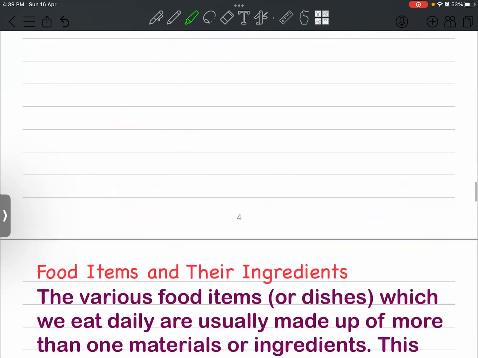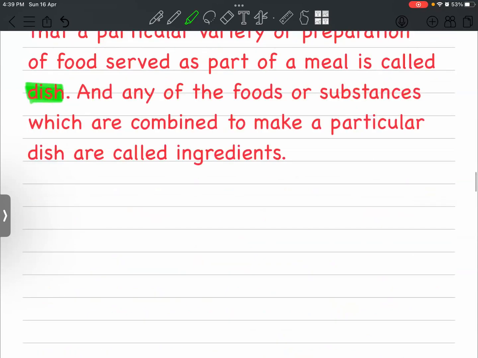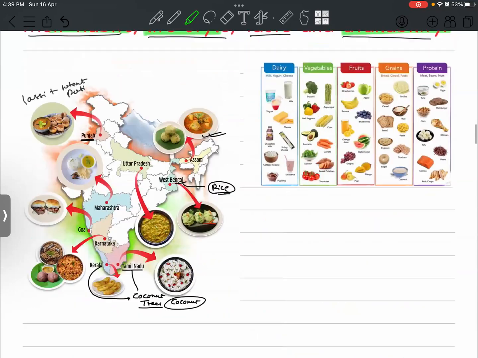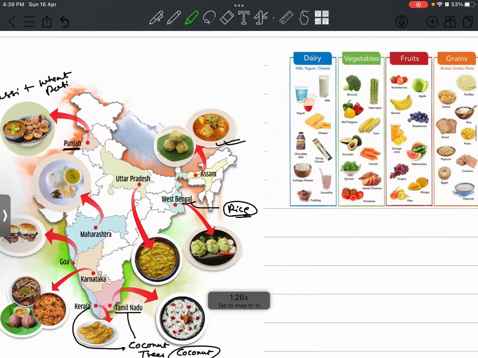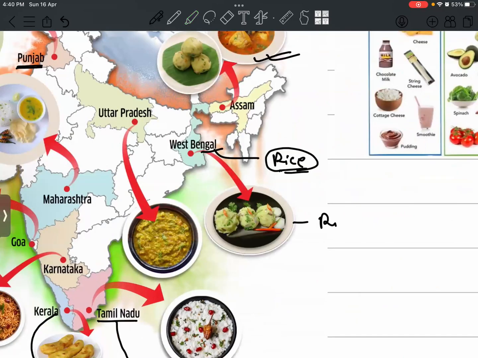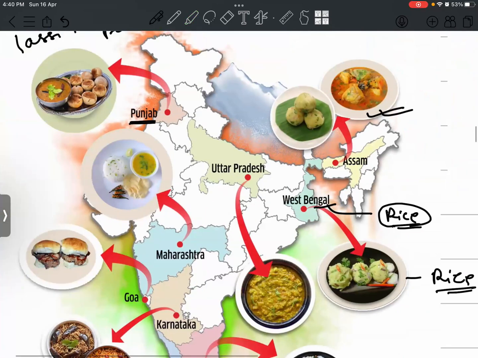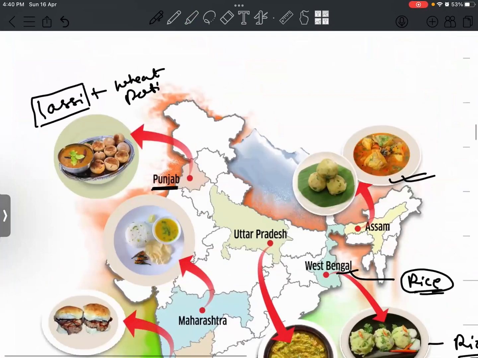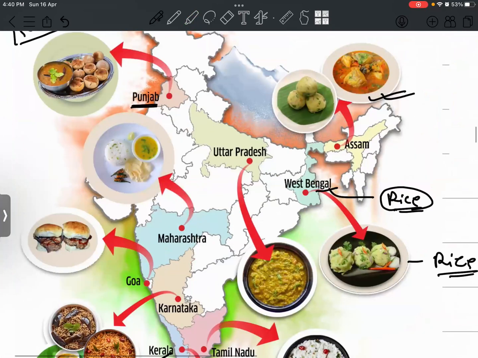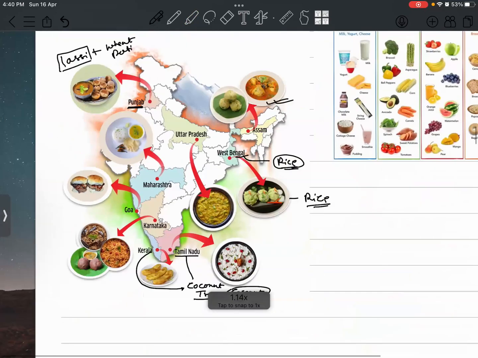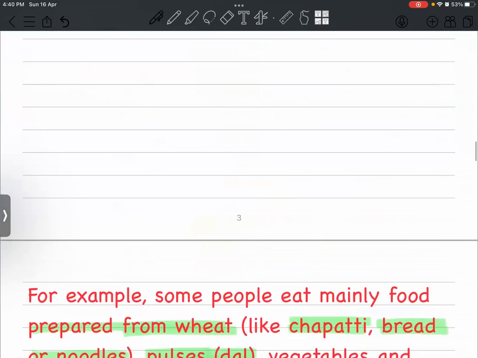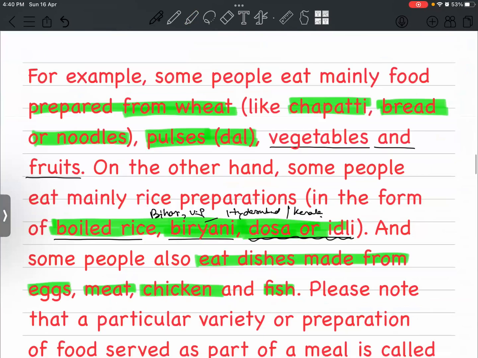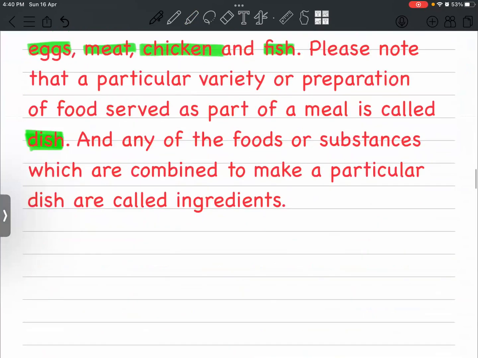Look, if you go to West Bengal, the food that will be served to you will always contain rice in it. If you happen to visit Punjab, you will find that they will serve you lassi, right? So the part of the food that is always served and that becomes a necessary part of the common lifestyle is called a dish.